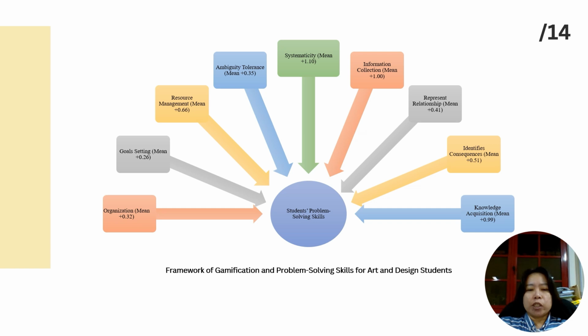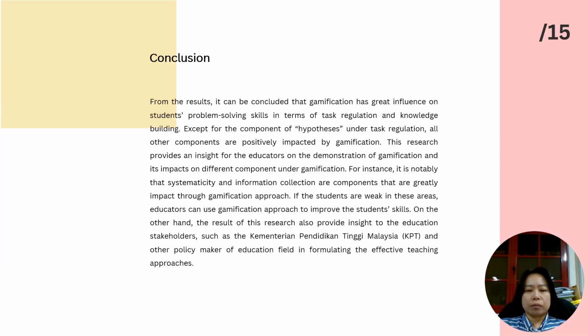The framework of gamification and problem-solving skills is developed based on the findings. All the components under gamification are positively impacted except the hypothesis component, which has shown no improvement and has been included in the framework. The magnitude of impact is also included in the framework. From the result, it can be concluded that gamification has great influence on student problem-solving skill in terms of task regulation and knowledge building. Except for the hypothesis component, all other components are positively impacted by gamification.